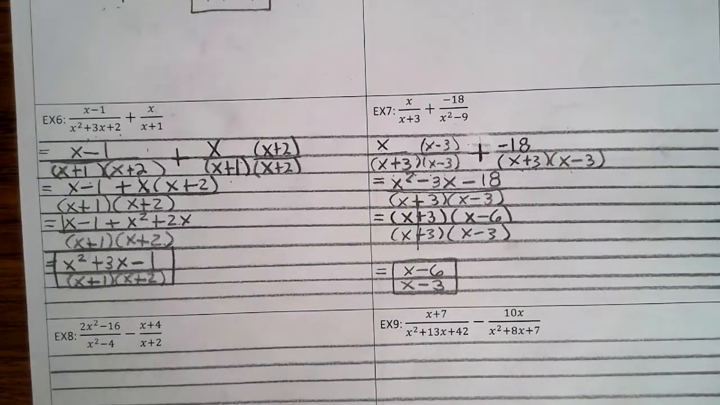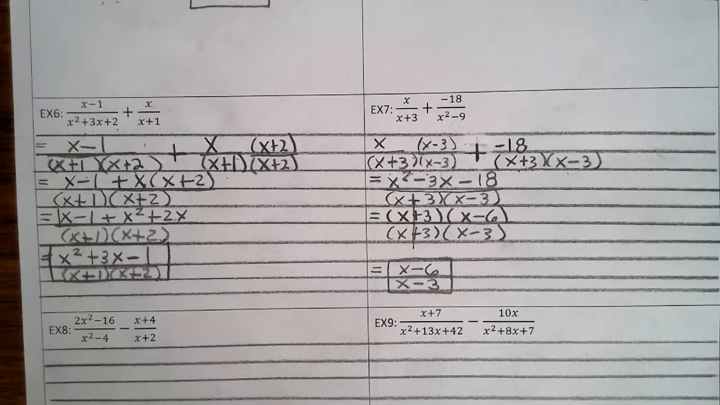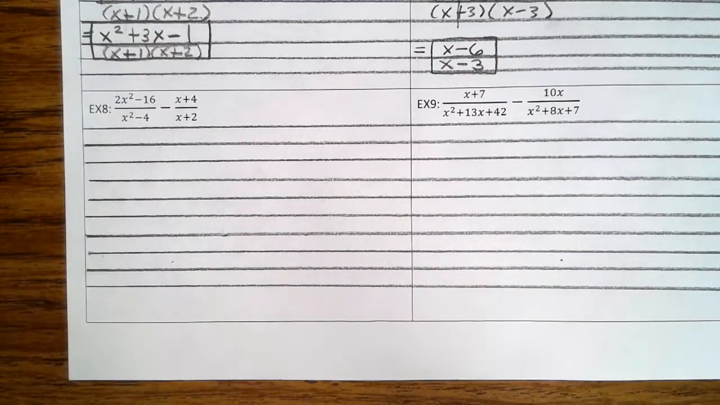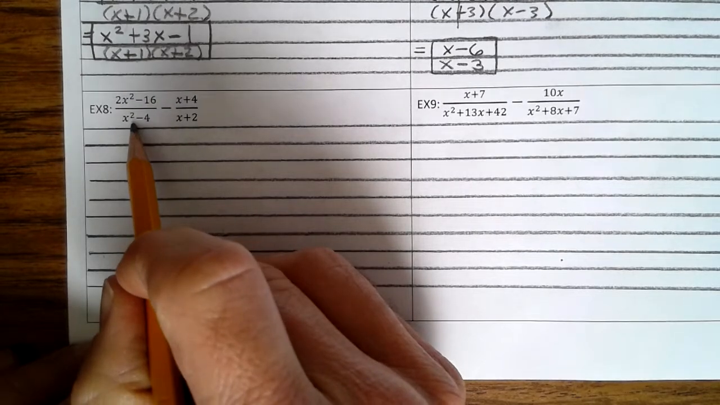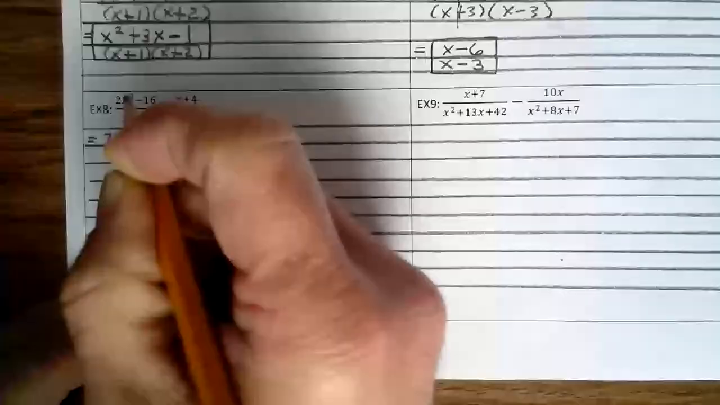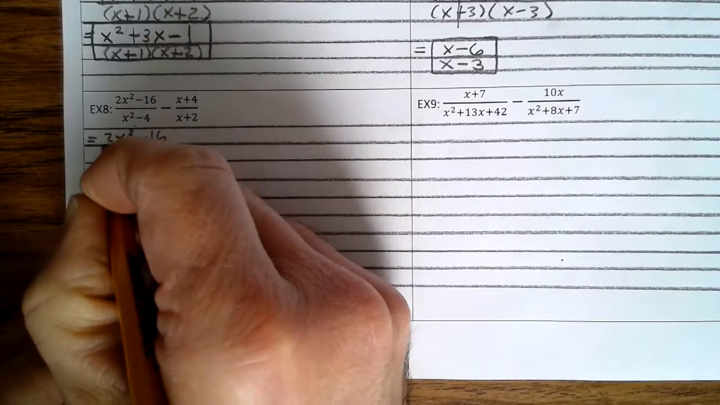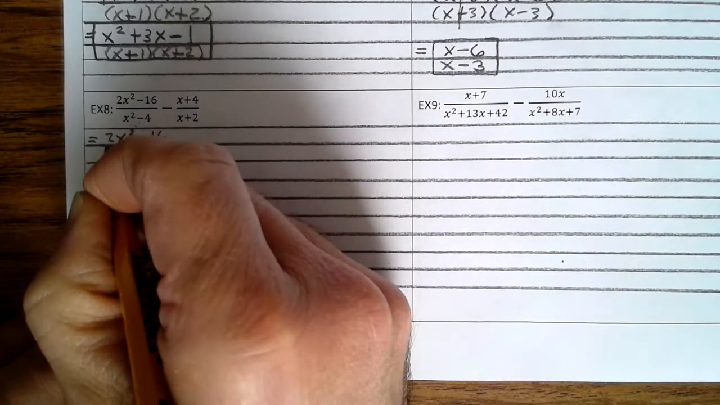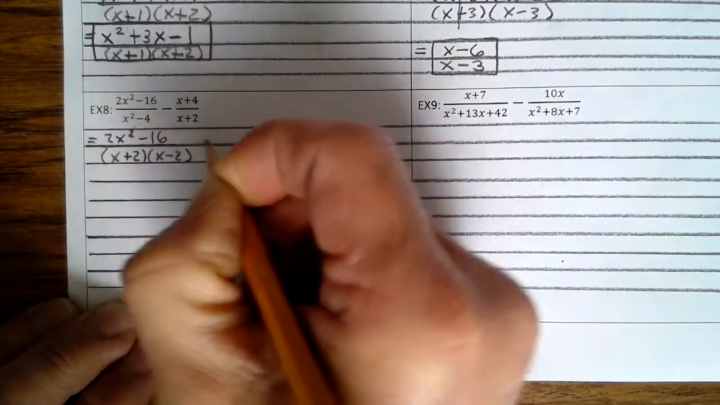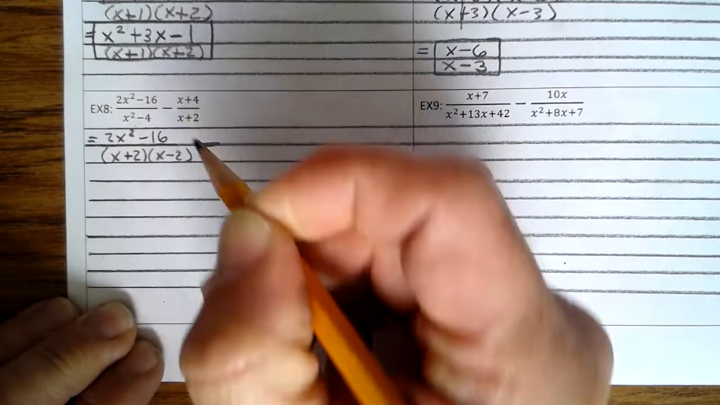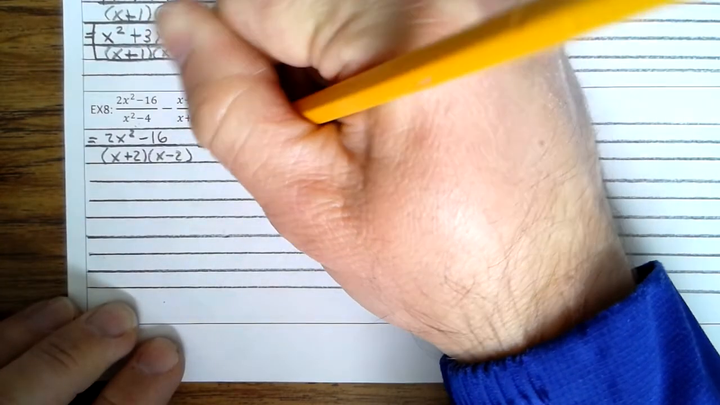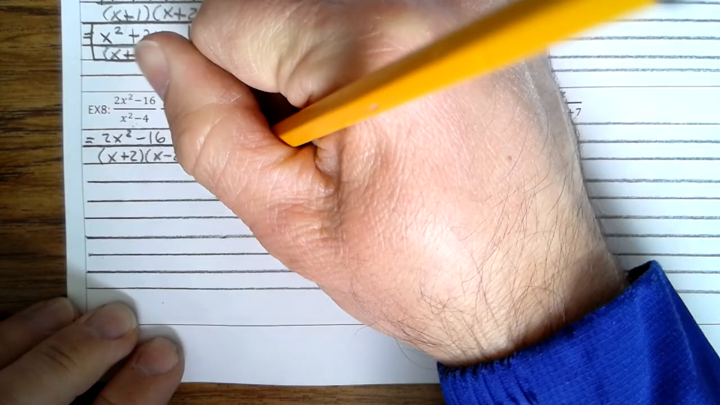All right, so here again we need to factor the numerator, so we have 2x squared minus 16. And again, this is easy to factor because it's the difference of squares, so that's x plus 2 times x minus 2, minus (x plus 4) divided by x plus 2. And we need an x minus 2, so we're going to multiply this by x minus 2 over x minus 2.